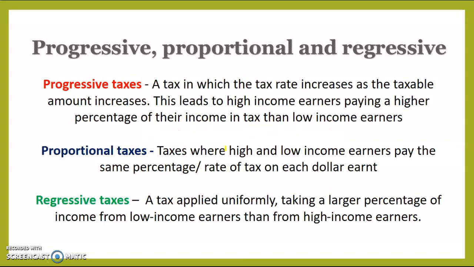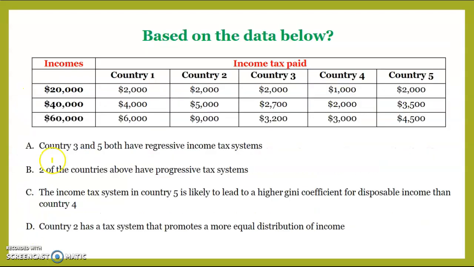Progressive, proportional, and regressive taxes, make sure you know the differences. Progressive means the rate of tax increases the more you earn. Proportional means the rate stays the same, and regressive means that high income earners pay a lower rate than low income earners. So in this one, the rate increases, in this one, the rate stays the same, and in this one, the rate decreases the more you earn. If you look at these figures here, this is what you're earning on the left-hand side, and this is how much tax you paid.